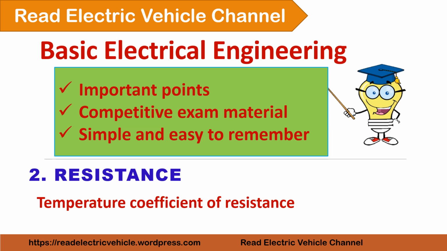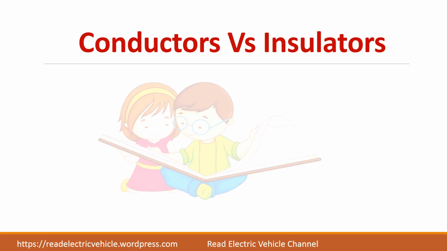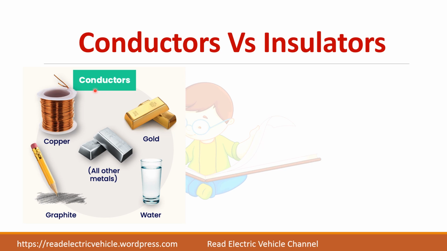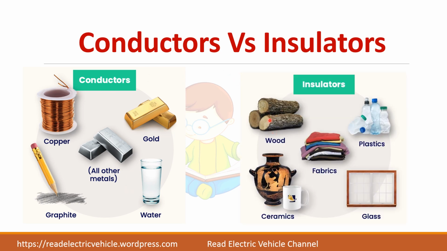In this video, we will see about resistance and what is the temperature coefficient of resistance. So let us see about conductors and insulators. What are conductors? These materials which allow current to pass through them are called conductors, whereas the materials which do not allow the current to pass through them are called insulators. So easily you can pass the current through a conductor, whereas with insulators you cannot allow the current to flow through them.